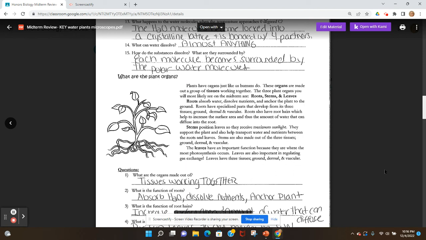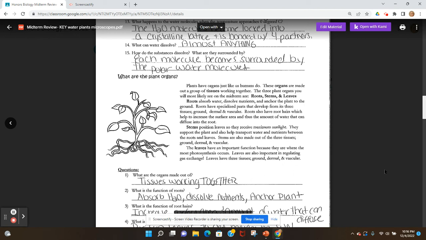Roots have specialized parts that develop from its three tissues: ground, dermal, and vascular. Roots also have root hairs, which help to increase the surface area and thus the amount of water that can diffuse into the root. Stems position leaves so they receive maximum sunlight. They support the plant and also help transport water and nutrients between the roots and leaves. Stems also are made out of the three tissues: ground, dermal, and vascular.